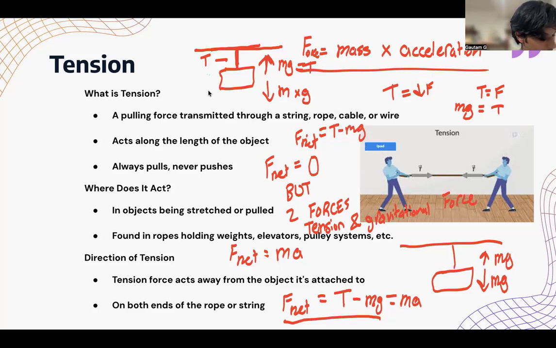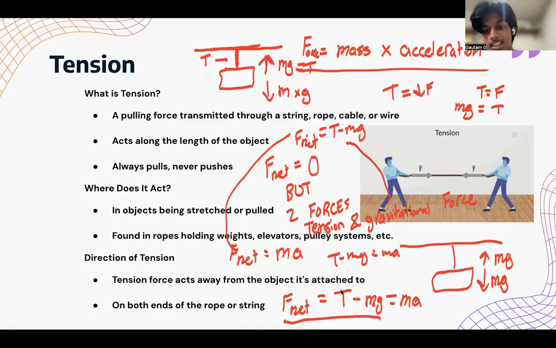So what we can do is substitute F net for this and have just T minus mg equals ma, right? And in this case, I've said that this box is standing still, so there's no acceleration technically. So if there's zero acceleration, then this whole thing just becomes zero, so the tension is just equal to mg. Make sense?